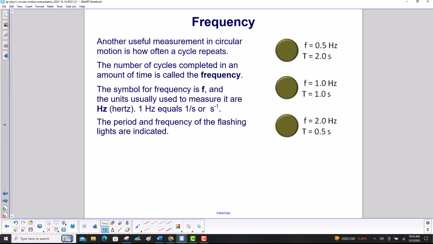Another useful measurement in circular motion is how often a cycle repeats. All right, that's also another name for laps or turns around a circle. The number of cycles completed in an amount of time is called the frequency. The symbol for frequency is f, and the units usually used to measure it are hertz. 1 hertz equals 1 over second, or second inverse. The period and frequency of the flashing lights are indicated over here.